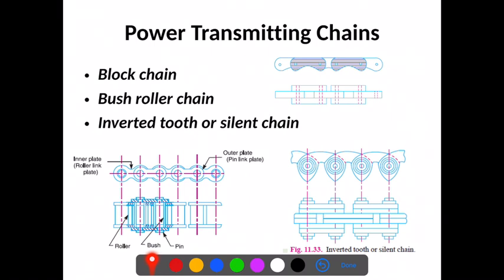Another type of chain is called a bush roller chain. This is widely used in our automobiles. In the bush roller chain, if you see here, there are outer plates, which are also called pin link plates. Then there are inner plates. This is the outer plate, and this is the inner plate, or roller link plate. And then there are the pin, bushes, and the rollers.